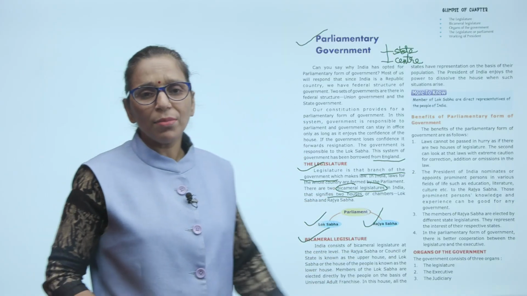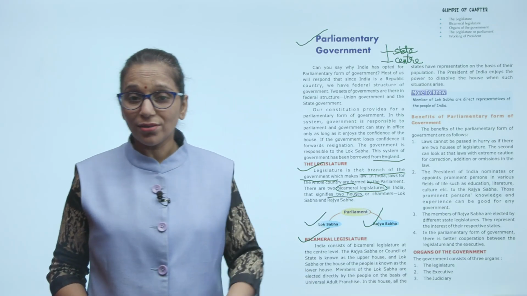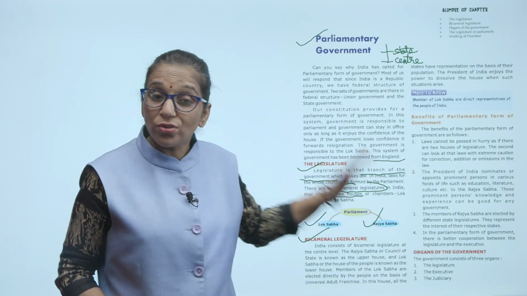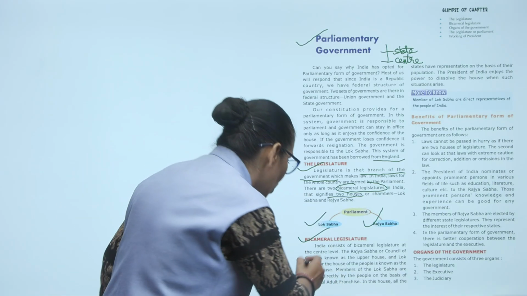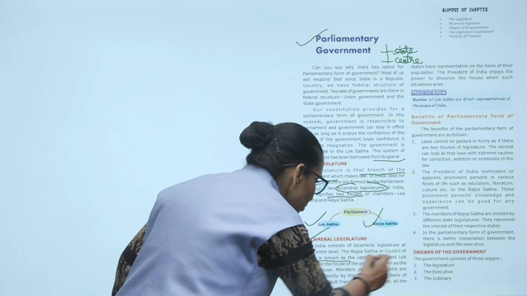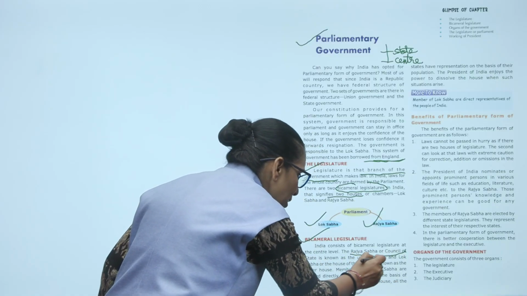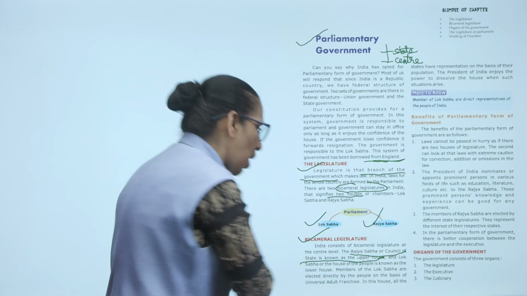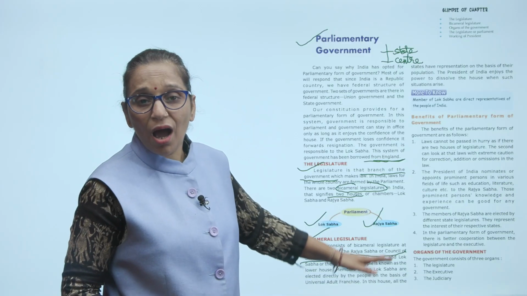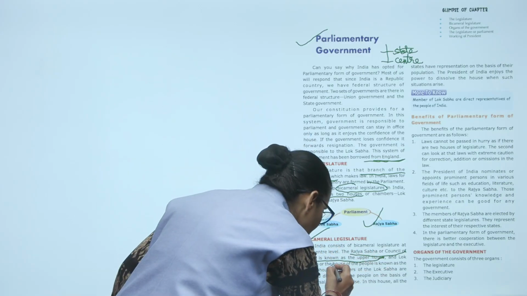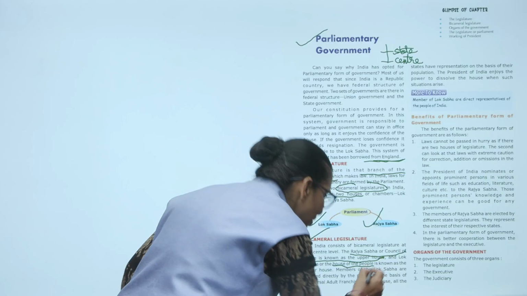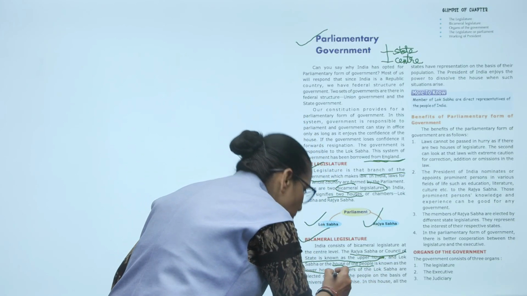India has a bicameral legislature because we have Lok Sabha and Rajya Sabha. Rajya Sabha is the council of state and also known as upper house. Lok Sabha is the house of people, that you have to understand, and it is also known as lower house.